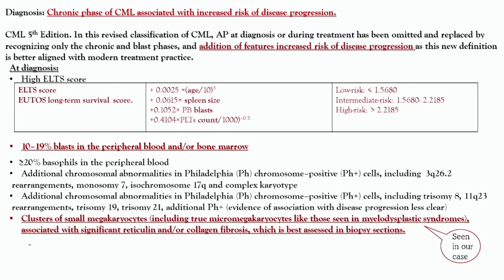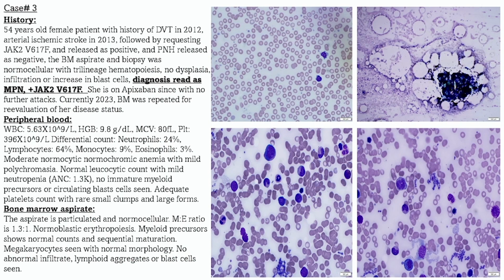Now, for this case, we find that we have two of the accelerated phase of this disease. The third is a case of a patient at our hospital. The patient was diagnosed as a case of MPN in 2012-2013 because she had sequentially DVT and ischemic stroke, followed by requesting JAK and PNH. Her JAK2 was positive and PNH was negative. On checking the report received, it was a normal bone marrow.